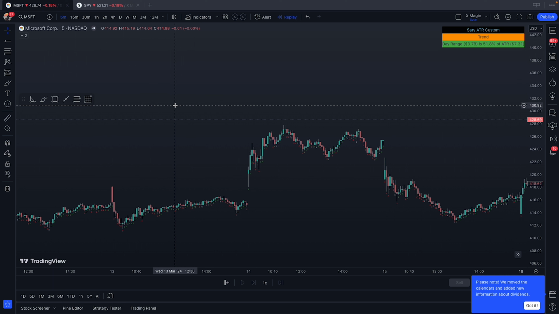So to get started, what is a TTO? A TTO is essentially just a pullback or a retracement in the direction of the trend, so you can get in on the trend at a better moment than, let's say, potentially FOMOing into a long trade or a short trade and getting stopped out.